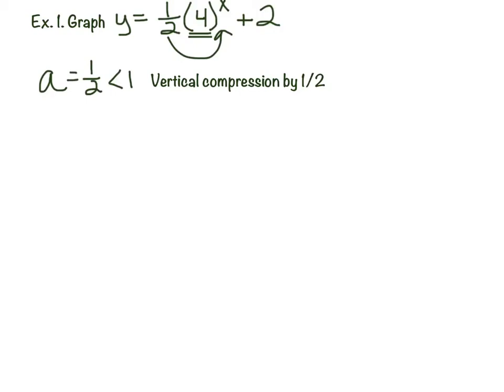The exponent x doesn't have anything with it, so it's not shifted horizontally, but we do add 2 at the end. So that's our k value. K is 2, which is going to be a vertical shift of 2 units. And all of these things are happening to the graph of y equals 4 to the x.